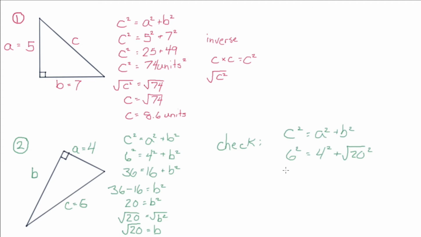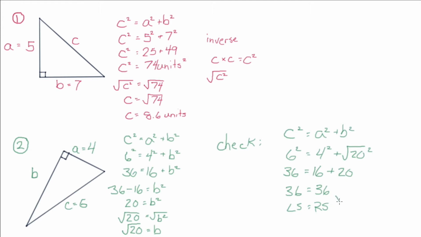And calculating this out, 36 is equal to 4 squared, which is 16, plus the square root of 20 squared. So as before, the square root and the square cancel each other out, and we're left with 20. As we simplify, 36 is equal to 16 plus 20. 16 plus 20 is 36. So the left side of the equation equals the right side.